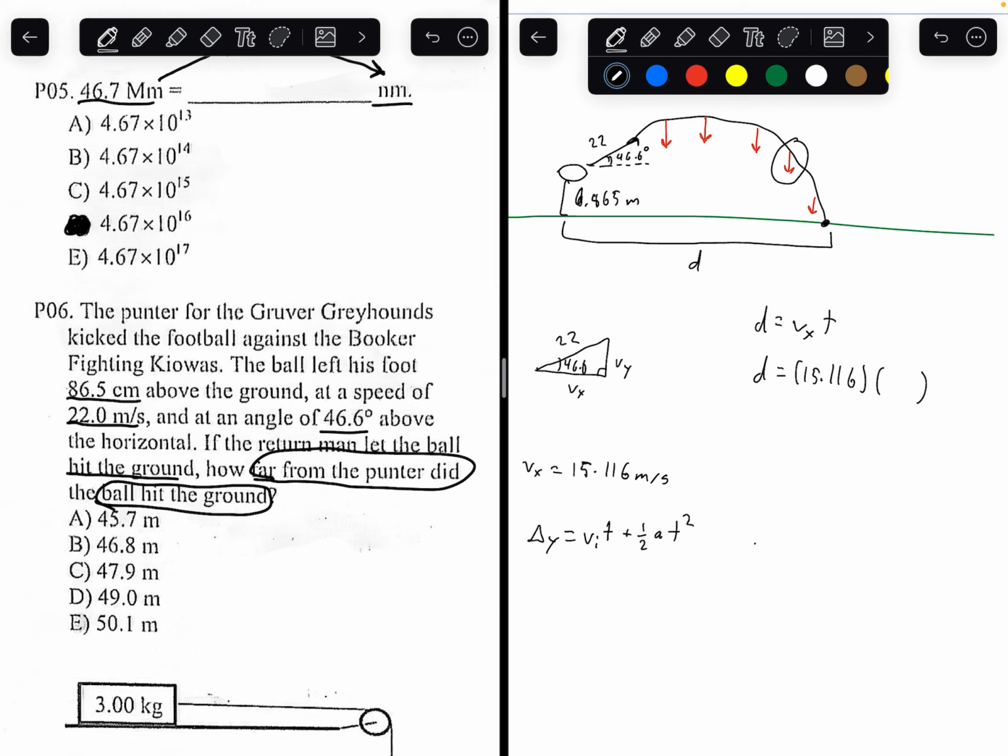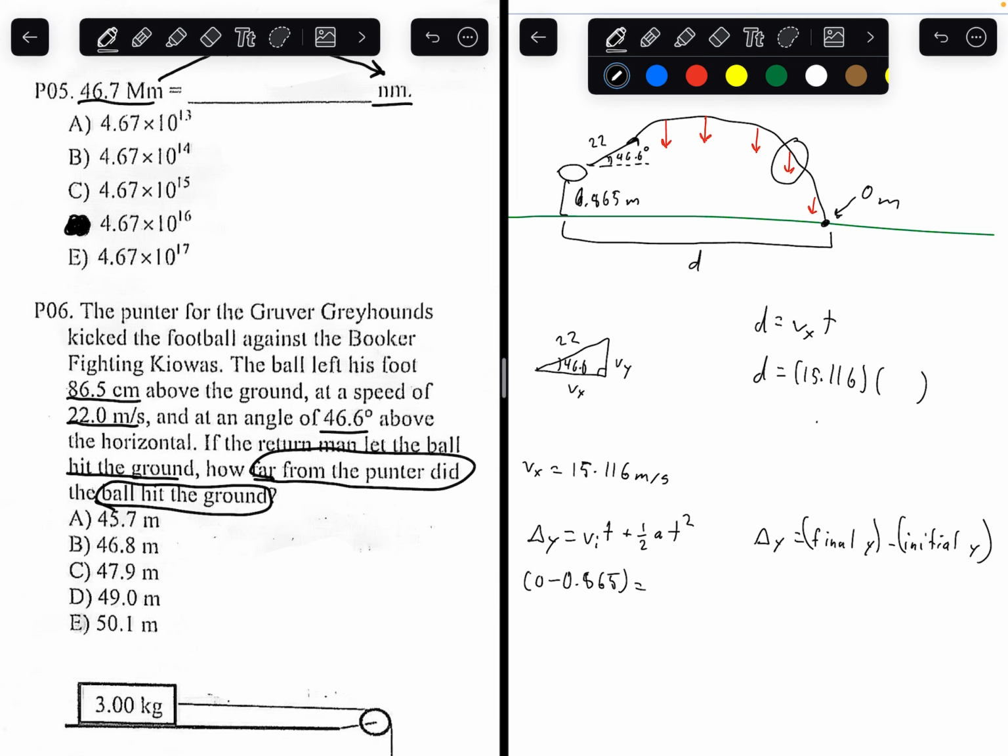So what does this mean? What does delta y mean? Delta y is the final y value minus the initial y value. So what is final and initial? The final height is 0, because it lands on the ground. It says if it hits the ground. The initial height is going to be 0.865 meters. So delta y is negative 0.865.